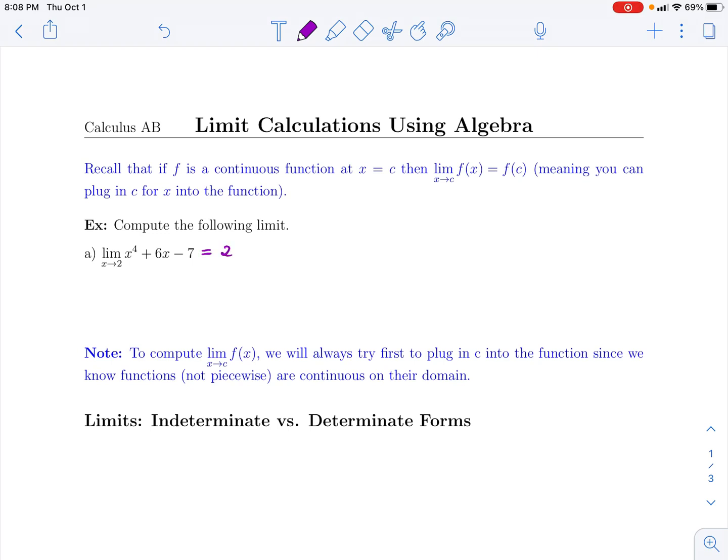So here I'm going to plug in 2. And so when I do that, I get 16 plus 12 minus 7, which is equal to 28 minus 7, which is equal to 21. And so that's what the limit is as x approaches 2 of x to the fourth plus 6x minus 7.